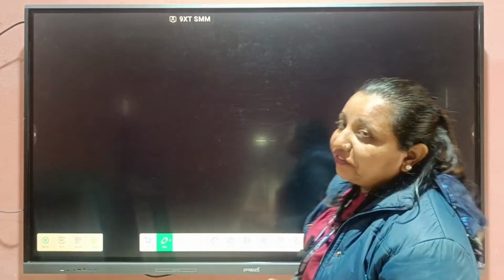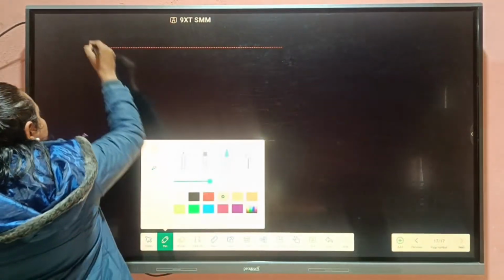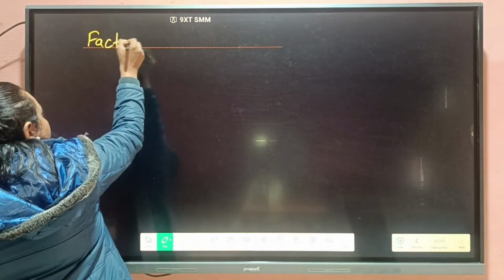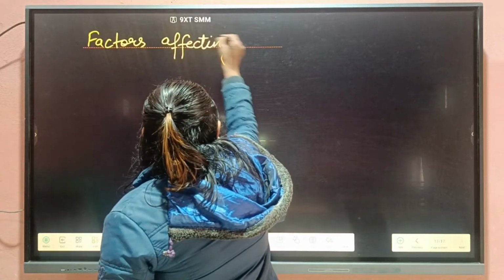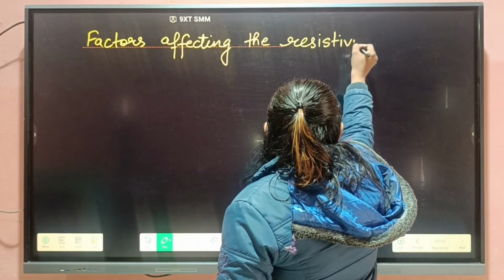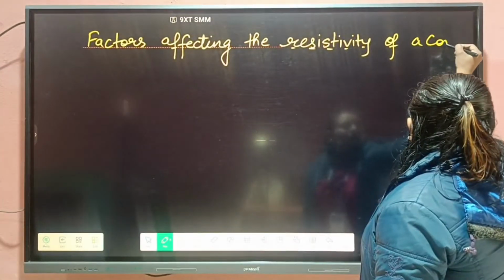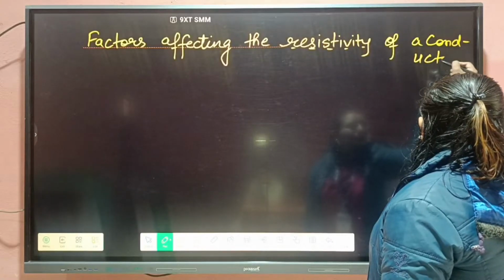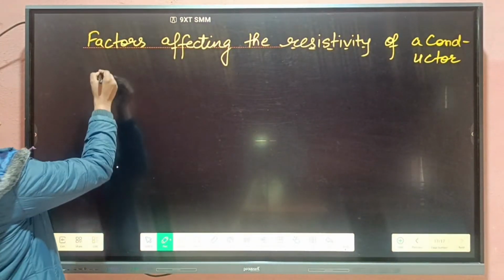Next, what are the different factors on which the resistivity of a conductor depends? Factors affecting the resistivity of a conductor. So remember one thing, resistivity does not depend on the length and area of cross section.